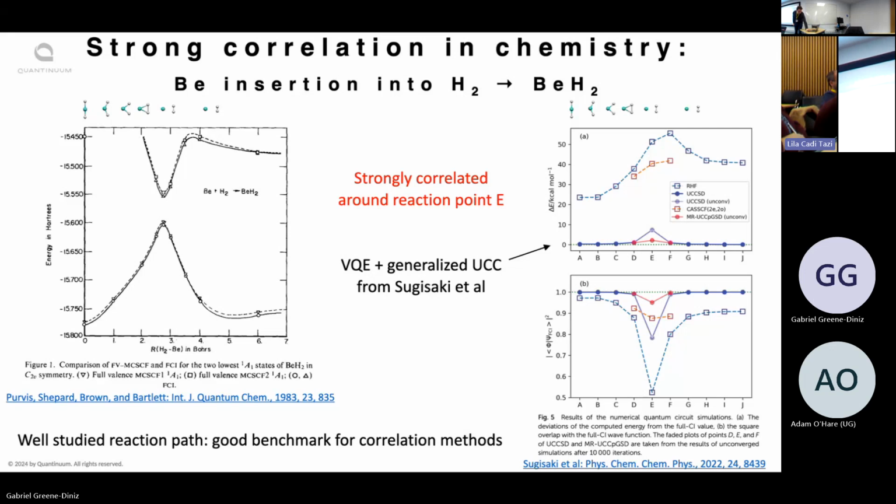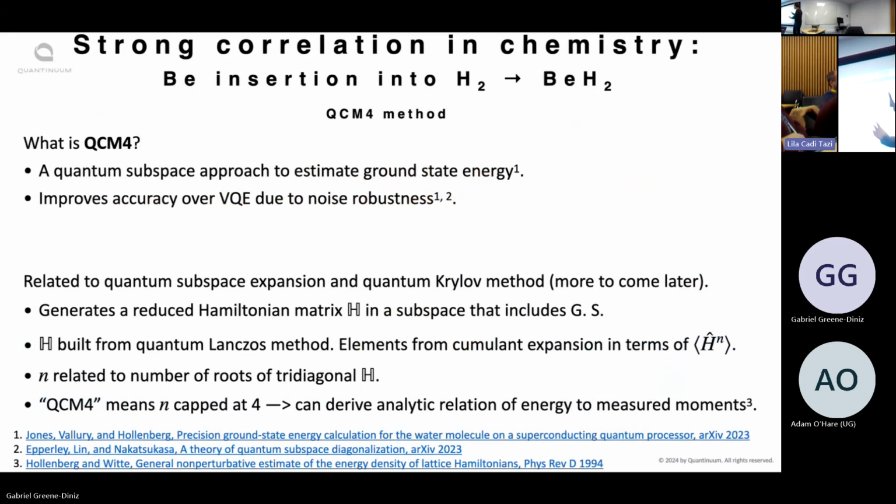Yeah, so before I show you the results of the Givens rotations, I'll take a small detour into quantum subspace theory. As I said, it's a way to get a good estimate of the ground state energy, and people have shown that it can be more robust to noise than VQE.